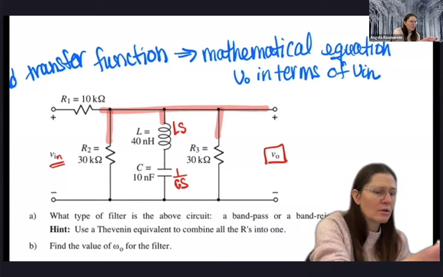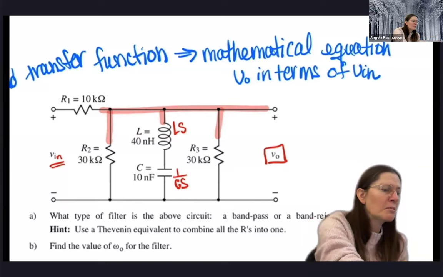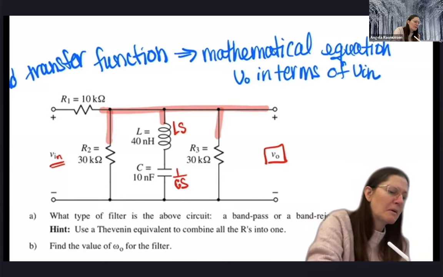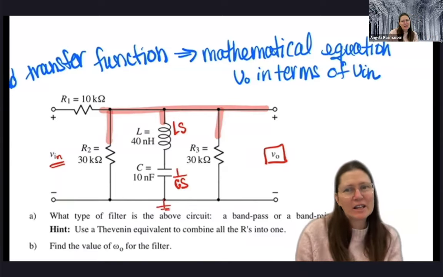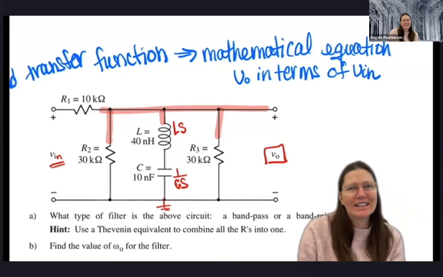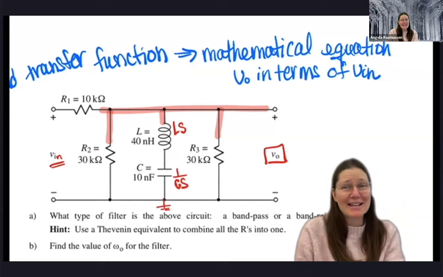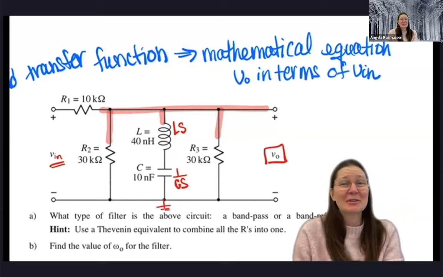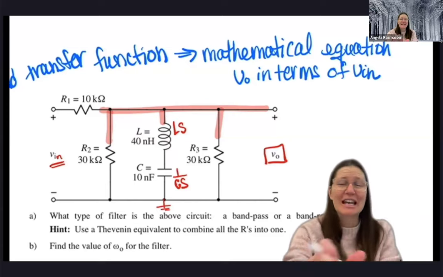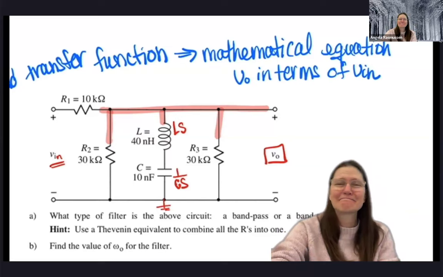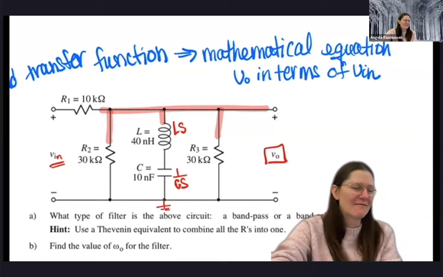Where's the ground on the bottom? I would put ground on the bottom. That's also good. Okay. So I'd put a ground on the bottom because I like grounds on the bottom. You put yours on the top? Okay. You can. You just have to note that the polarity will be a negative. If you find V out with the ground on the top, you have to do a negative of it because of the way it's positive and negative.